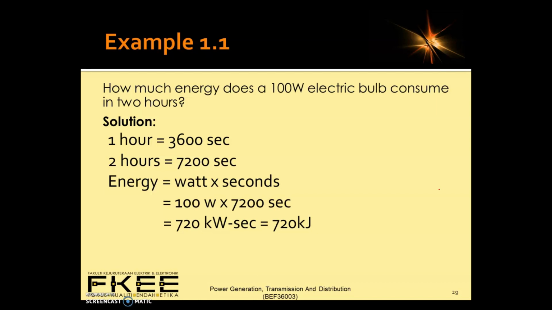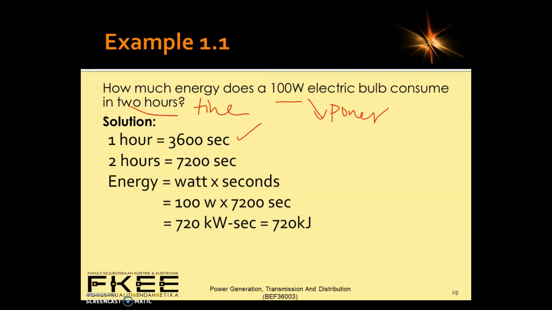So we look at the first example, example 1.1. How much energy does a 100 watt electric bulb consume in 2 hours? So what we have here is the watt, which is the power, and then this is the time, 2 hours. So 1 hour is equivalent to 3,600 seconds.